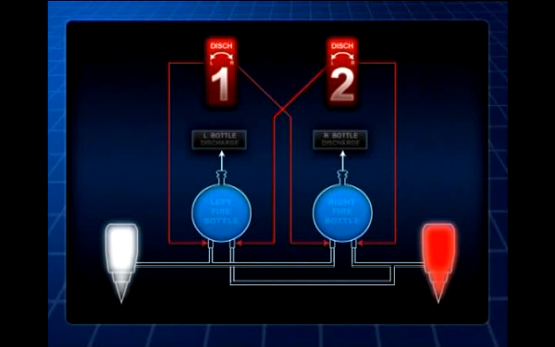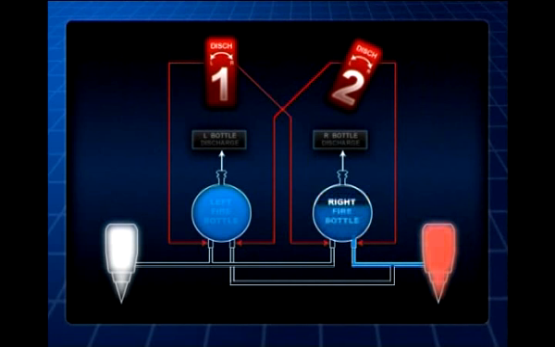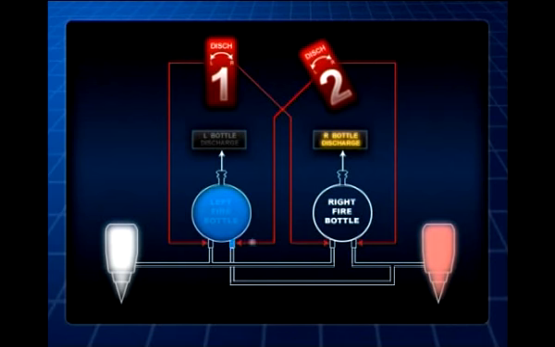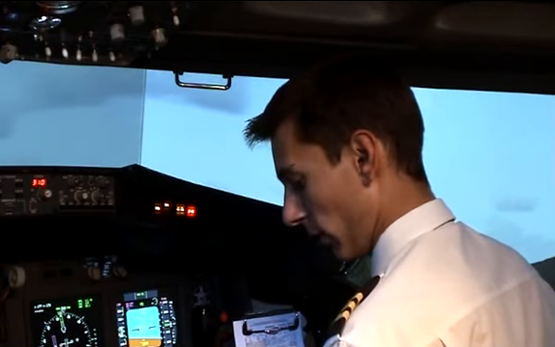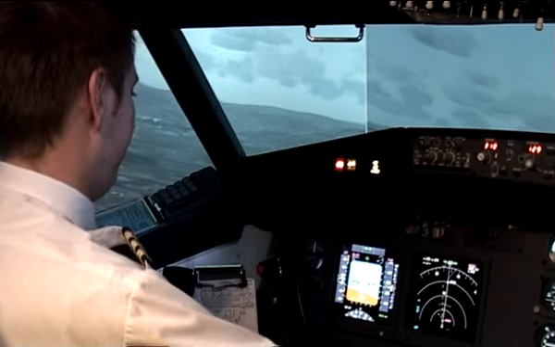There are two bottles filled with fire extinguishing agent and connected to both engines. In our simulated emergency, the right engine is on fire, so the right handle will have to be pulled and rotated. If the fire can't be put out with the first bottle, the other bottle can also be used by turning the handle to the other side. And engine number 2, pull and rotate. Fire switch. Rotate.